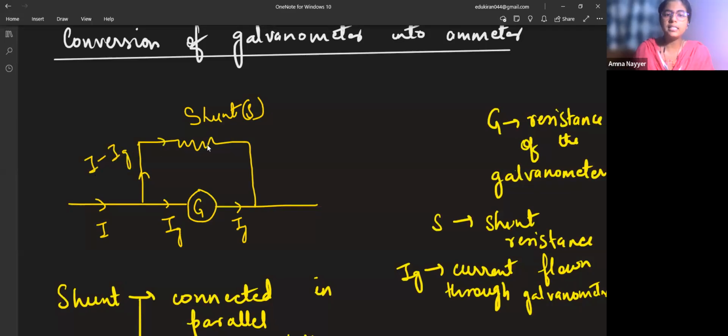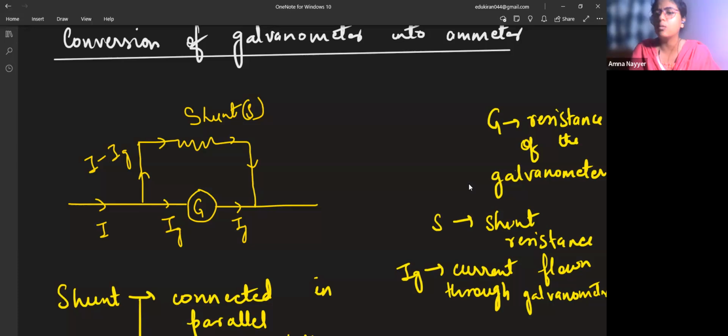I minus IG, I minus I. Yes, I minus IG is left. Now this is what is happening. Galvanometer is there. You have connected a resistor. Ammeter is still not there in your system. You want an ammeter. What is the function of ammeter?